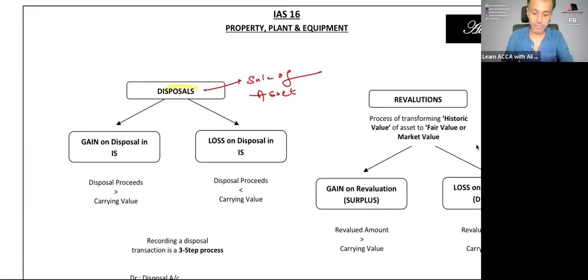So suppose in the books the value of an asset is $400, and it's being sold out for $500, $100 more than what it is being carried for in the books. Then the $100 gain that we have made is because we've been able to sell this off at a value $100 more than what it was being carried at in the books.